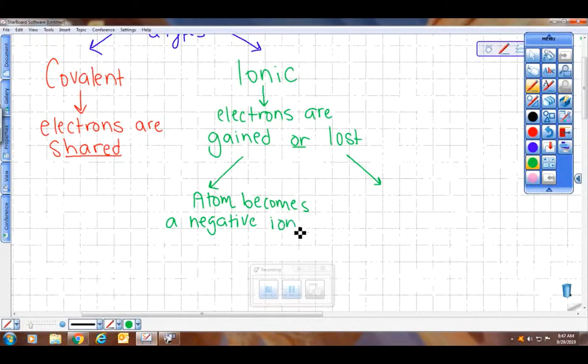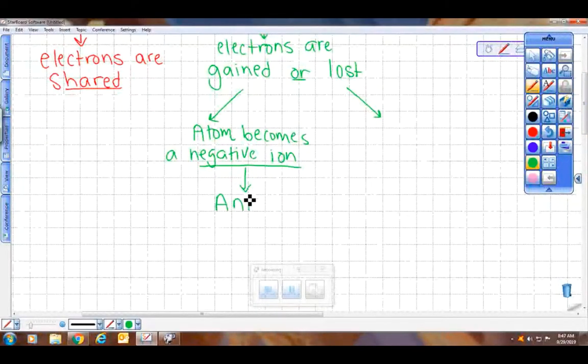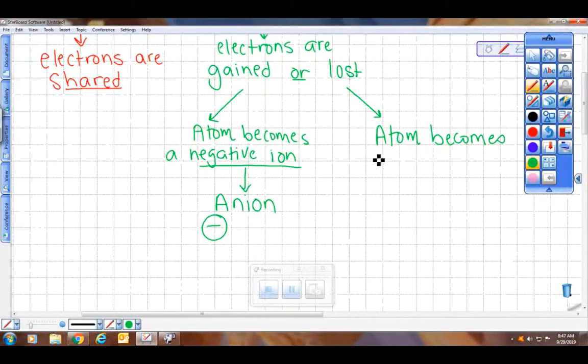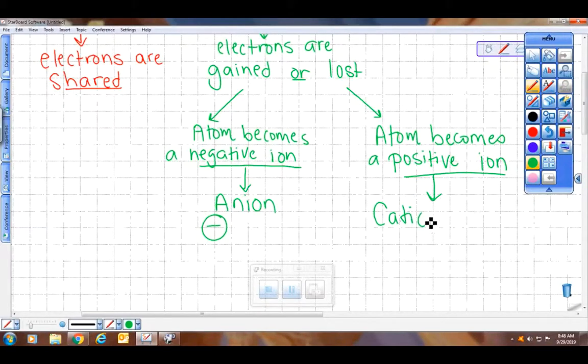So if an atom gains an electron, it becomes a negative ion that we call an anion. An anion is simply an atom with a negative overall charge. On the other hand, if an atom loses an electron, it's getting rid of negative charge, it's getting rid of electrons, and now the number of protons and number of electrons is no longer equal, and therefore the atom again gains a charge. In this case, it becomes a positively charged ion or a positive ion. We call a positive ion a cation, and it has an overall positive charge.